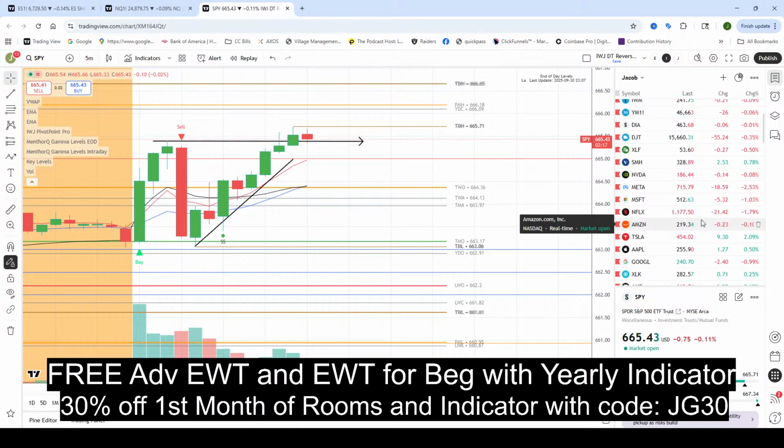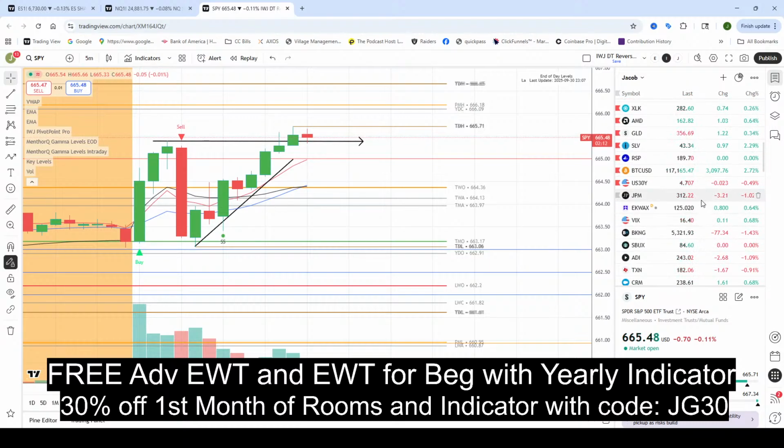Tesla still a runaway train. Gold still a runaway train. Are they still up? They were up early. Yeah, gold still a runaway train.